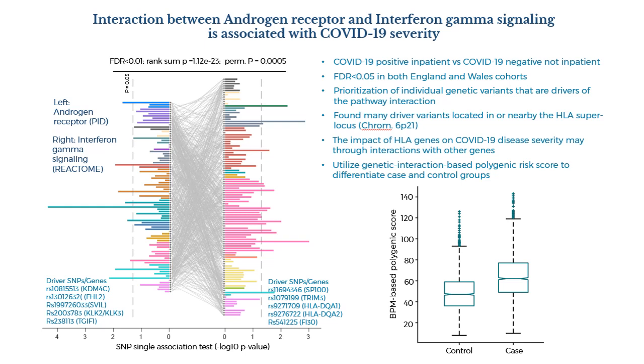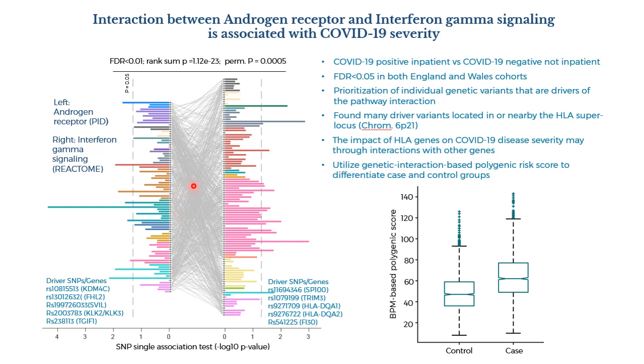Next, I want to use one example to show how we can apply some downstream analysis to gain useful information. This is a between-pathway interaction. The 2 pathways are the androgen receptor and the interferon gamma signaling pathway. Here's a plot visualizing the interaction between these two pathways. The dots are SNPs mapped to the two pathways. The bars on this plot show single SNP association. So you can tell none of these SNPs would reach genome-wide significance in a traditional GWAS study.